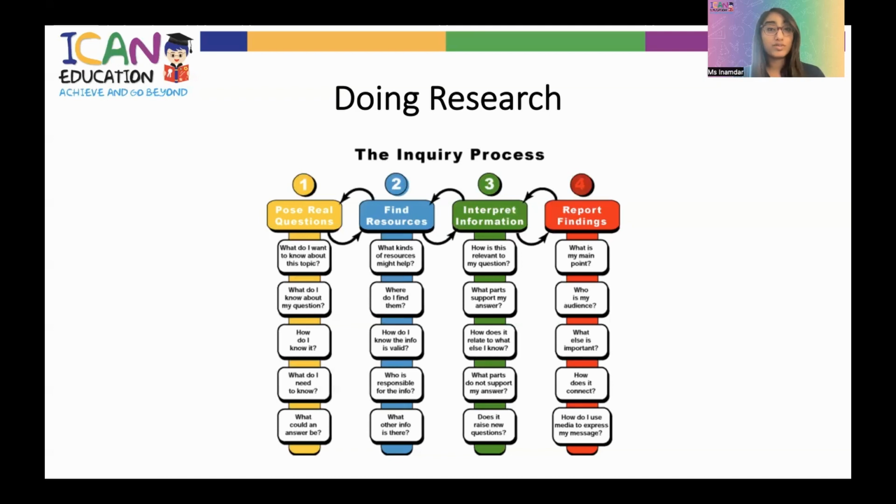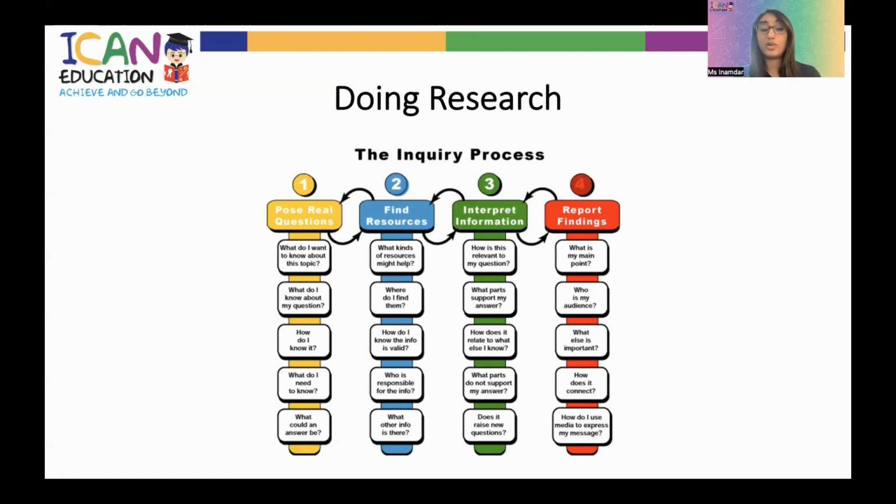Remember, the source of your information is also very important. What do you need to know for this topic? This is really important because this is where your research actually starts. It's great that you have a lot of information already, but what do you need to know to write a strong, solid essay? That's what you should write down. And finally, what could your answer be? What could your solution be?